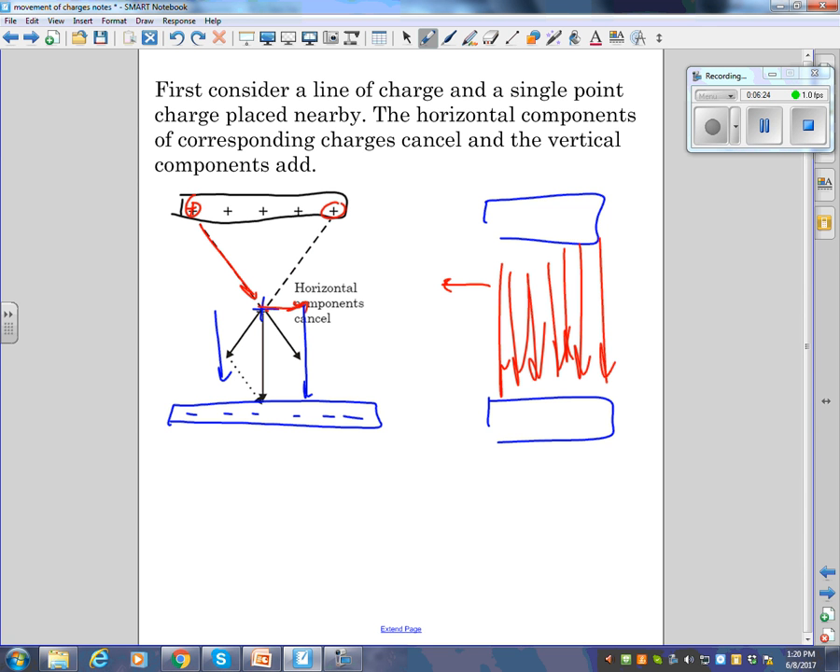How do you know it's really strong? Because the field lines are close together. Close together. Okay? Does that make sense? Give me the nod of understanding. No? It's kind of confusing, but we got it. Okay.